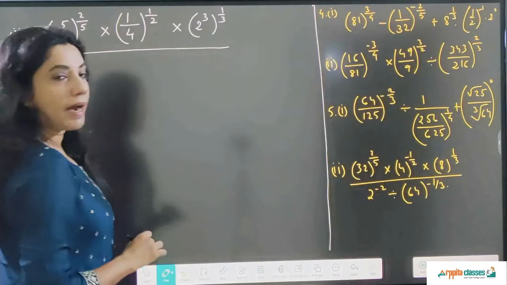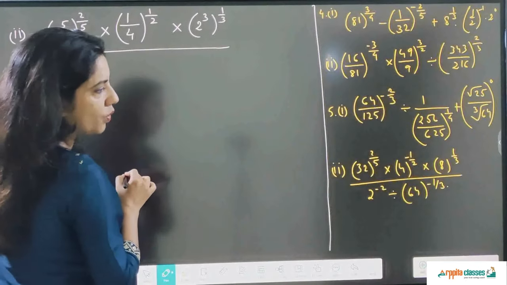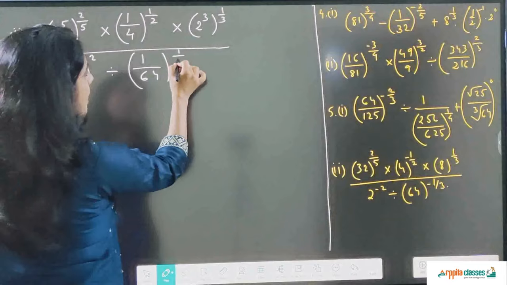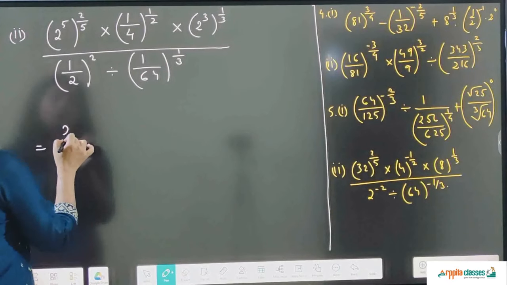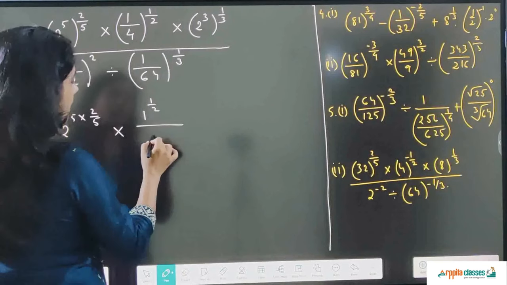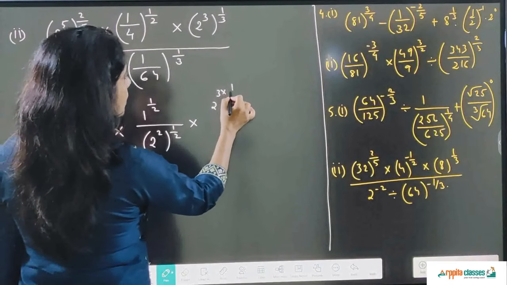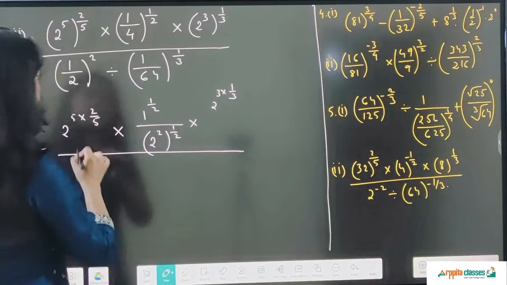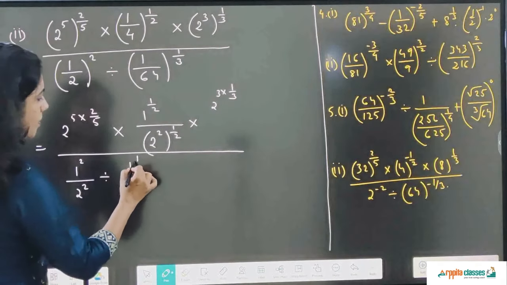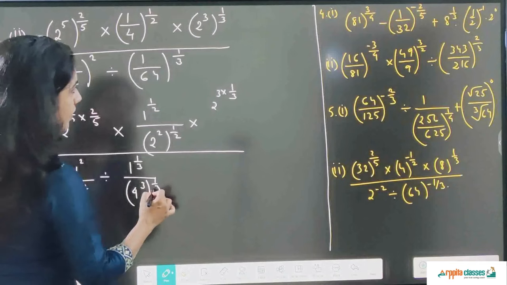Divided by 2 to the power minus 2, make the power positive, 1 by 2 to the power 2, and then divided by 64 to the power 1 minus 1 by 3. So that is 1 upon 64 to the power 1 by 3. Now this will become 2 to the power 5 into 2 by 5 into 1 to the power half divided by 2 square and that whole to the power half, into 2 to the power 3 into 1 by 3. This is the numerator. Now divided by the denominator, this is 1 square divided by 2 square divided by 1 to the power 1 by 3 and 64 can be written as 4 cube, that whole to the power 1 by 3.